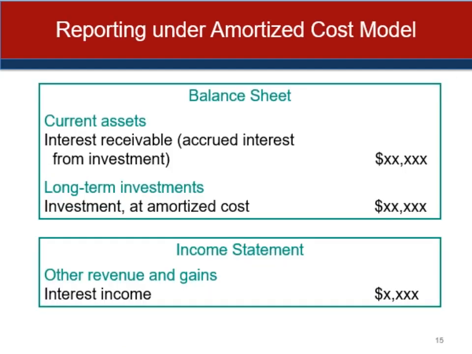So the balance sheet would include a current asset, interest receivable, any accrued interest which hadn't been repaid yet, and since we're receiving the coupon on the 1st of January, pretty much the entire coupon would be receivable at the end of the year. And the long-term investments would be recorded at the investment at amortized cost, which is the cost adjusted for either the effective interest method or for the amortization of discount or premium in the ASPE method. The interest income amount would be shown on the income statement.